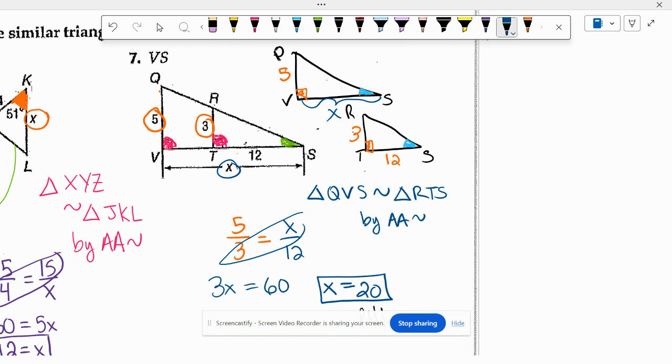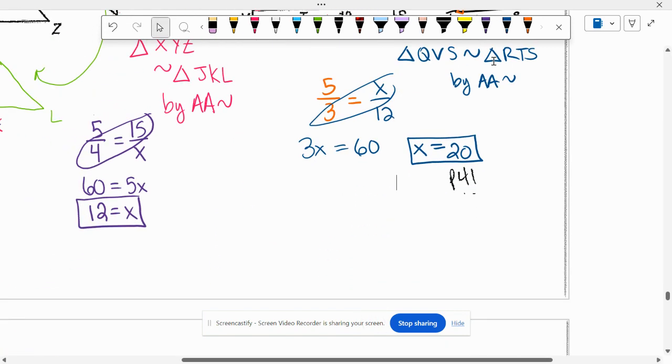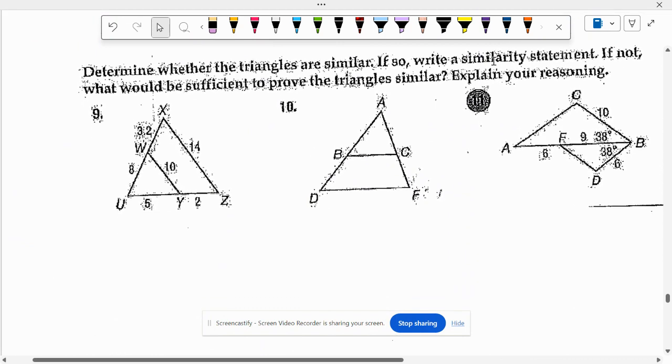We're going to do 9, 10, 12, 13. So number 9 and 10, it says determine whether the triangles are similar. And if they are, write the similarity statement. If not, what would be sufficient to prove they were similar? Meaning, what else would you need?